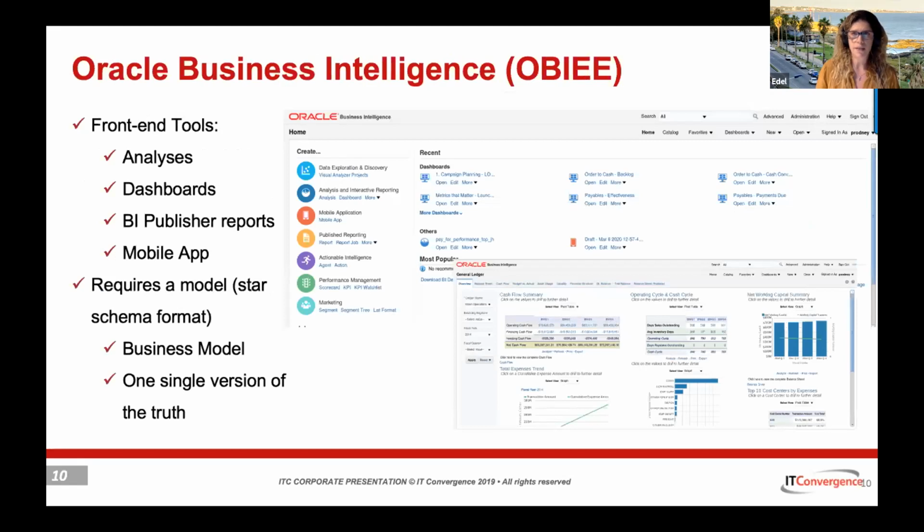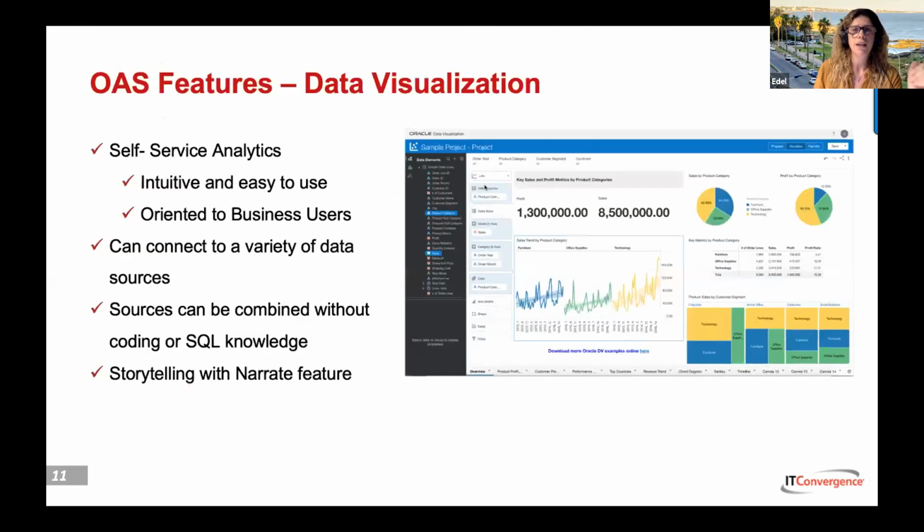So what is OAS and what are the features that it has? As I imagine that you are familiar with Oracle BI Enterprise Edition, and you are listening to this session because you want to know how you can move to OAS. So you're familiar with OBIEE. You are going to still have Oracle BI in the same way that you have it right now. Okay, one single version of the truth requires a model, star schema format, the RPD file. But now with OAS, you have more things.